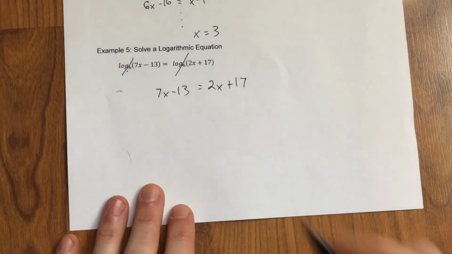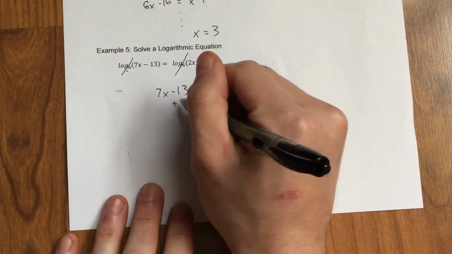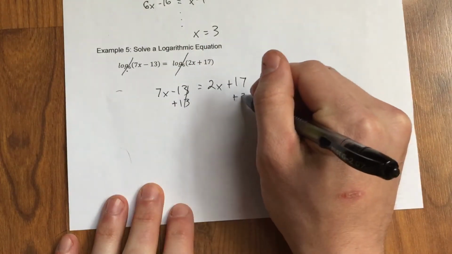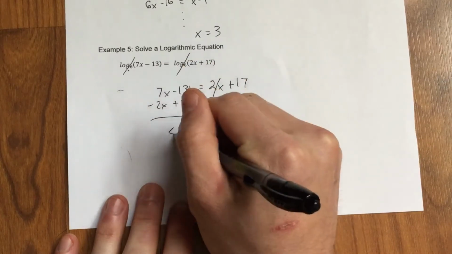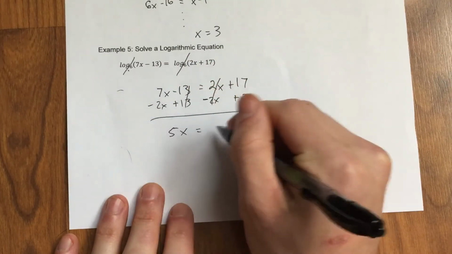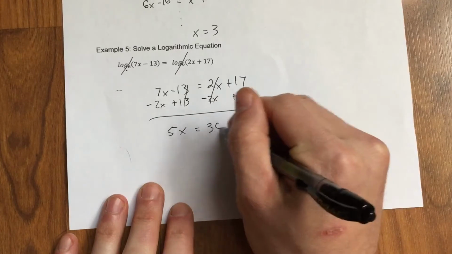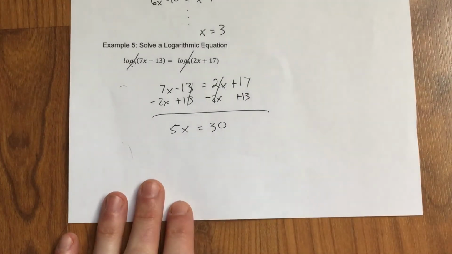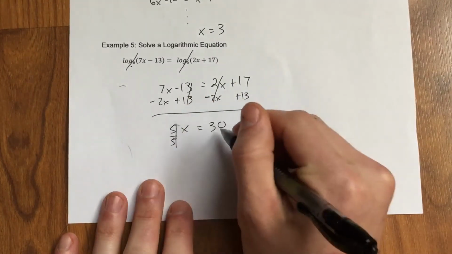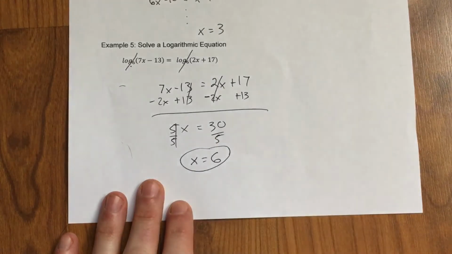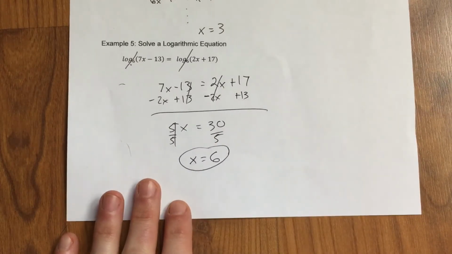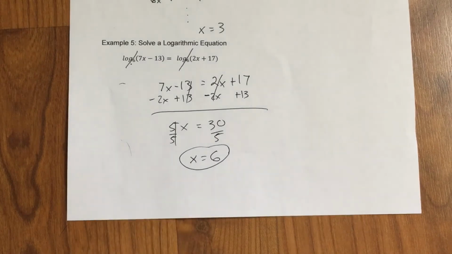Solving, we can add 13 to each side. And we can also subtract 2x from each side. We get 5x equals 30. If 5x equals 30, divide everything by 5, and x equals 6. That's the equal logarithm property.